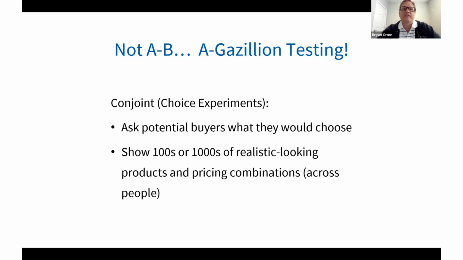Now, with conjoint analysis, we're not just limited to A/B testing. It's really A to gazillion, if you will, testing. Because with conjoint analysis, we're going to be showing products or services to buyers similar to how they see them in the real world, and we're going to ask them which ones they would choose.